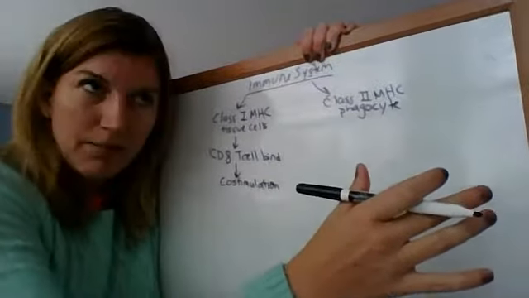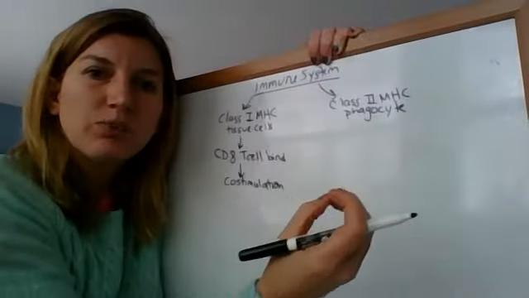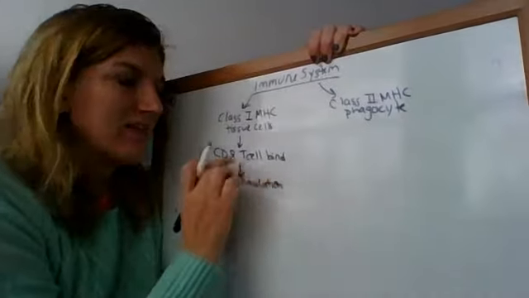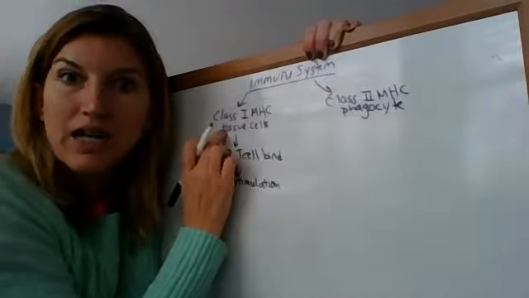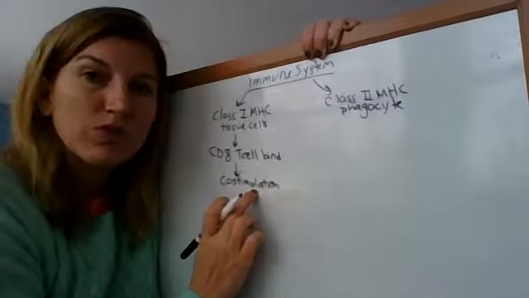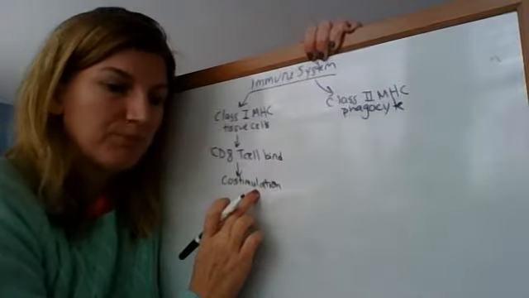Are you sure you're infected? Yep, I'm definitely infected. So this co-stimulation takes place just to make sure that this CD8 cell isn't just binding and attaching to any random cell to destroy it. So that's what co-stimulation is. It's kind of like cross-checking.